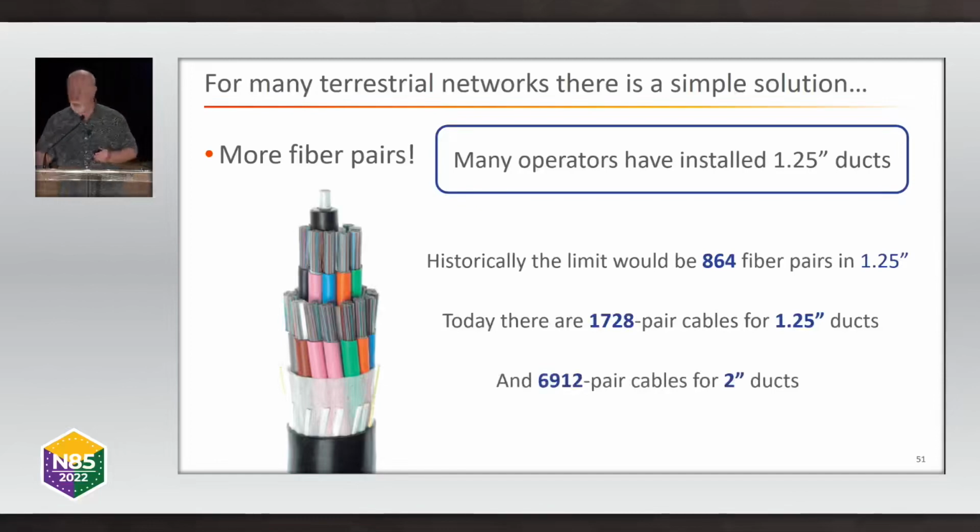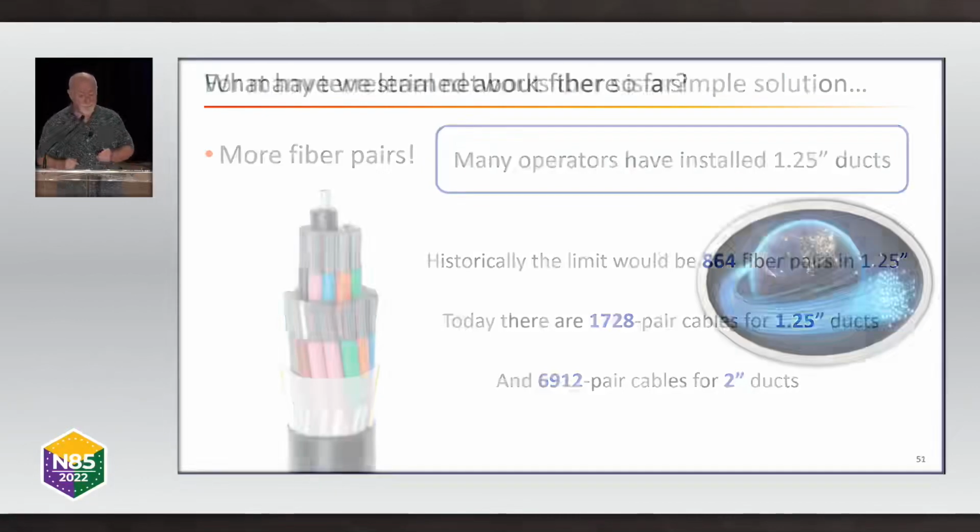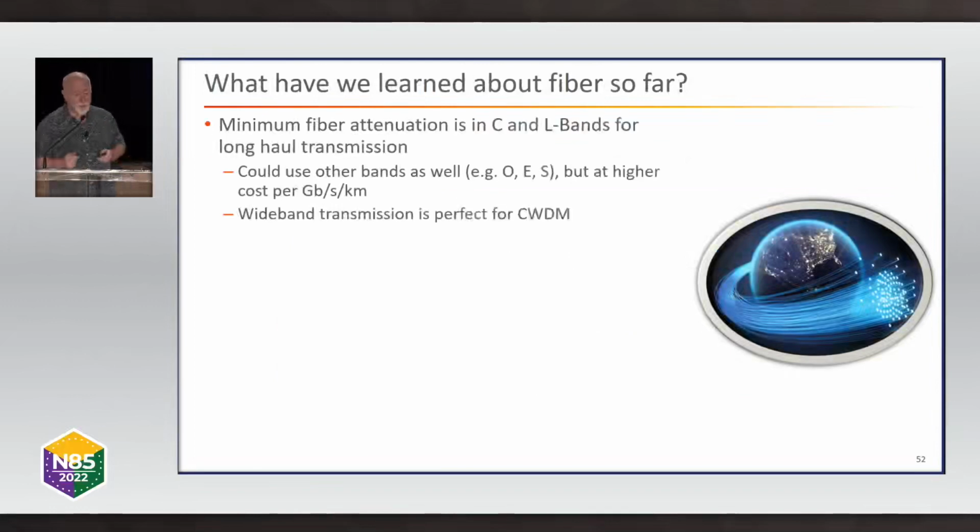If you have 2-inch ducts, like a lot of the data center operators are installing, you can buy 6,912 pair cables these days, which is an astonishing amount of capacity. So what have we learned about fiber so far? Minimum fiber attenuation is in the C and the L bands. We could use other bands, but they're going to cost us more.